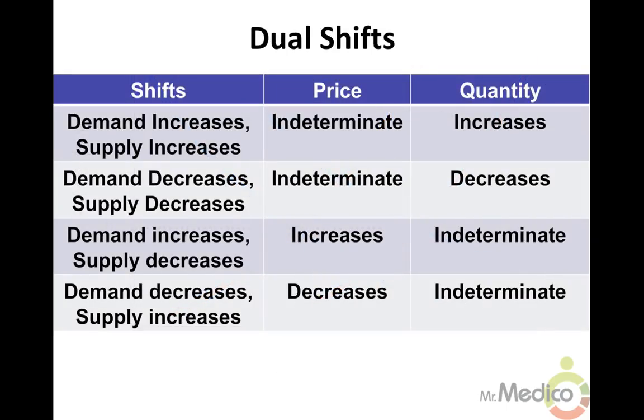So this is just a summary of the dual shift case. Remember, I had this on the board, way back in end of September or so. So when demand and supply move in the same direction, it's price that's indeterminate. And when supply and demand move in opposite directions, the quantity in the market would be indeterminate.